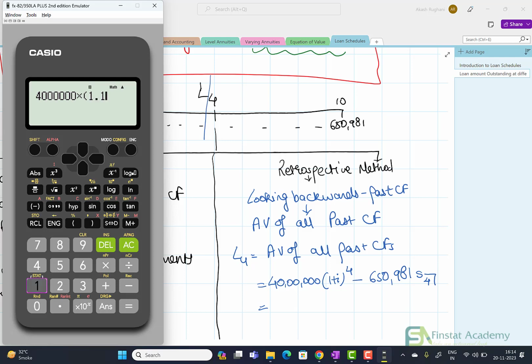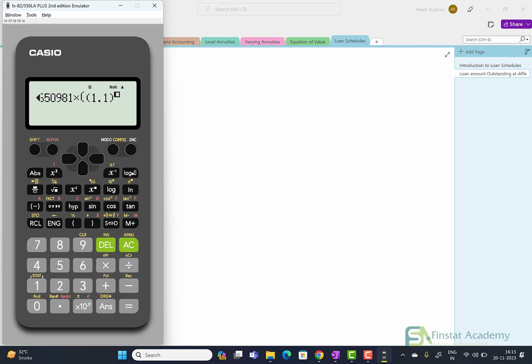into 1.1 raised to 4, minus 6,50,981 into, the formula for s is 1 plus i raised to n minus 1 upon i, so doing that, 1.1 the whole raised to 4, minus 1, divided by 0.1, yeah, 28,35,000.